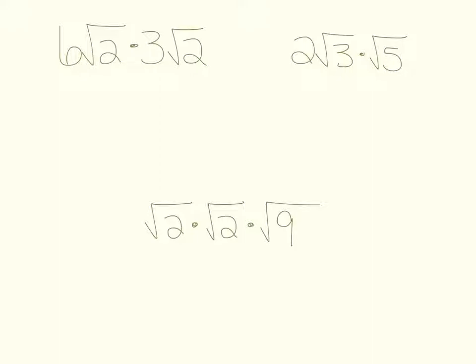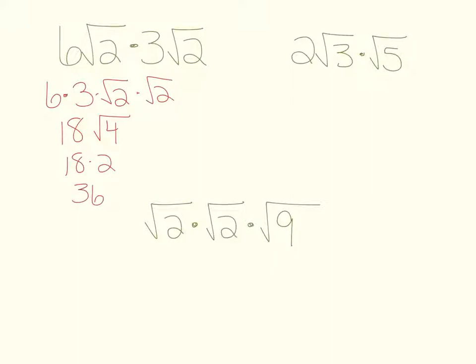So basically here what we're going to do is we're going to put the 6 and the 3 together, and we're going to put the square root of 2 and the square root of 2 together because they're the radicals. So 6 times 3 is 18. The square root of 2 times the square root of 2, you multiply the radicand, so that's the square root of 4. So that is 18 times 2 because that simplifies, and we get 36.